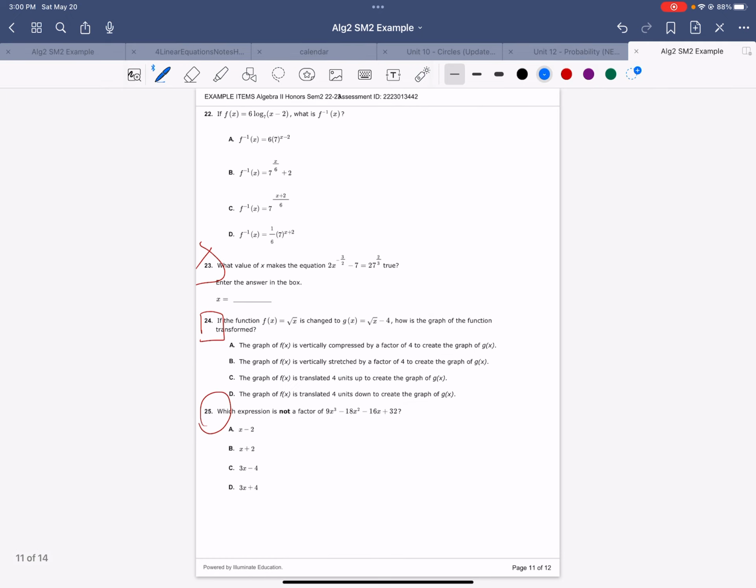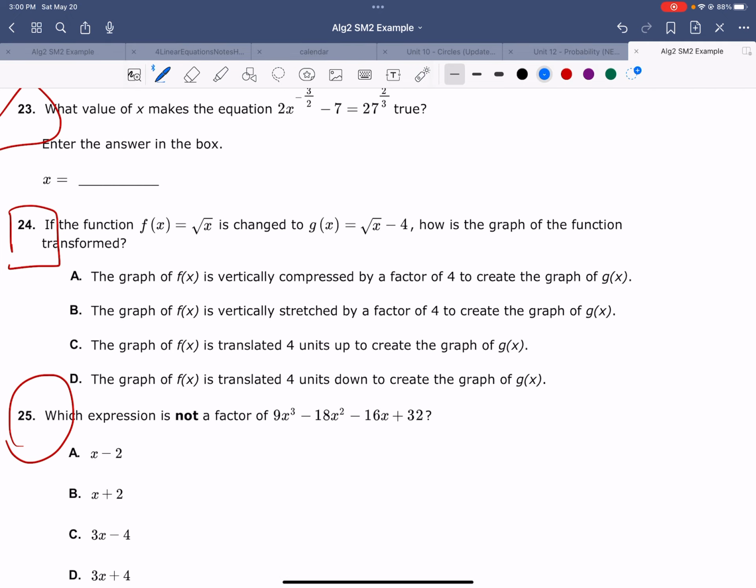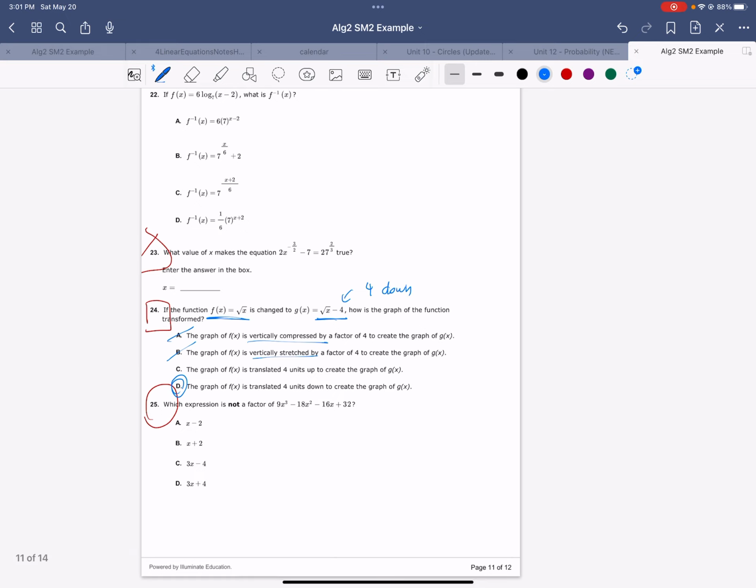All right, next question, question number 24. Now we start from the square root, and it has changed to square root of x minus 4 outside of parentheses, which means it's 4 down. So which one of these has a 4 down? Again, stretch or compress has nothing to do with it, because to have a stretch or compress, you should have a 4 in front of this. So it's nothing like that. And it says what? 4 units up, 4 units down. This is obviously 4 units down.